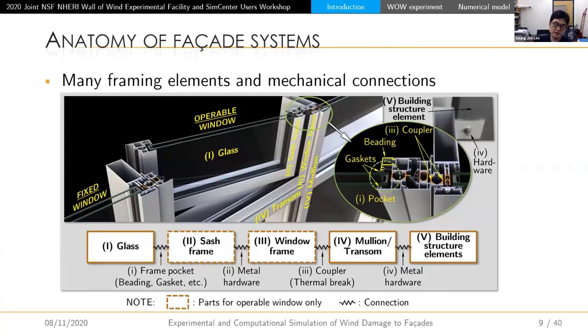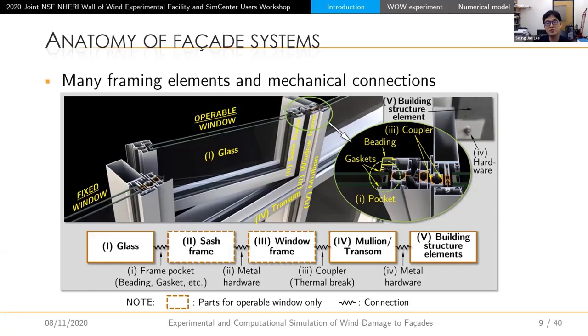But understanding the behavior and the performance of the facade system is not really straightforward, because the facade system is a complicated mechanical system. It has many framing elements and many mechanical connections. There are some variations depending on the company, types, and brand.